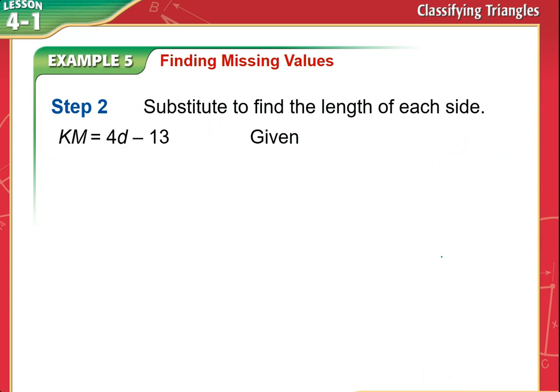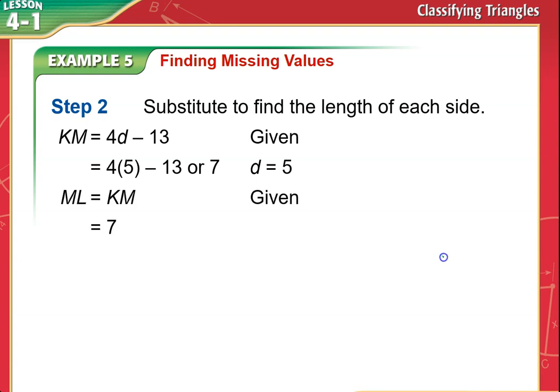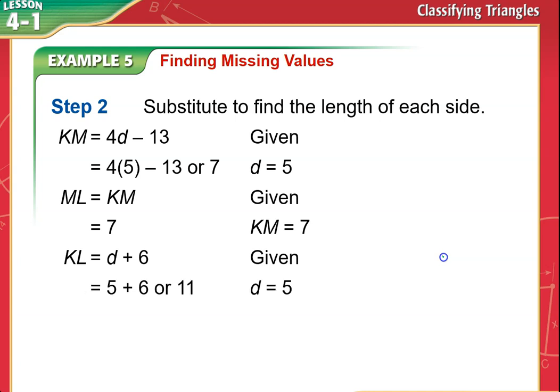So we have a value of d equal to 5, and we substitute it back in. ML equals KM, therefore KM is 7. And KL is d plus 6, which was given in the picture, and since d was 5, the two congruent sides are both 7, but the base that they called KL is 5 plus 6, or 11.